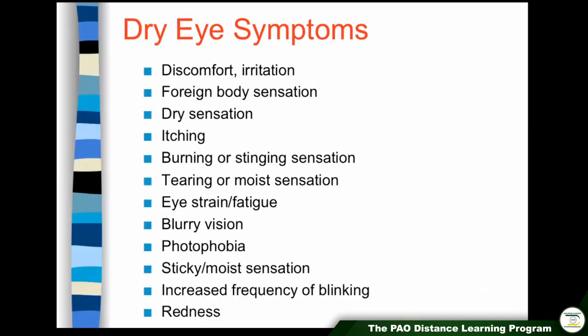So symptoms. What will be their symptoms? Discomfort, irritation. It's constant. It's not really pain. It's not as painful as a corneal abrasion. There is this awareness, a constant awareness that there is something in the eye. Then they might have an actual foreign body sensation when they blink. They might get a gritty sensation, or a drying sensation. Itching, a lot of patients will have itching as part of it, because itching is a mild form of pain.